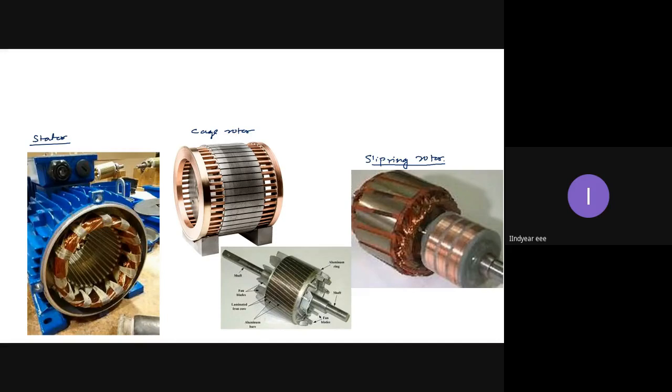So this is a terminal box. All these connections have come here at the terminal, and from there the supply has been given. So this is the outer cover. This is yoke. And behind this is the overhang portion of the winding, this is called overhang portion. So that is core. These are slots. So this is winding. Winding is here made up of copper. So in slip ring, this is lifting eye. Lifting eye means hook, just to hook it. This is base plate.